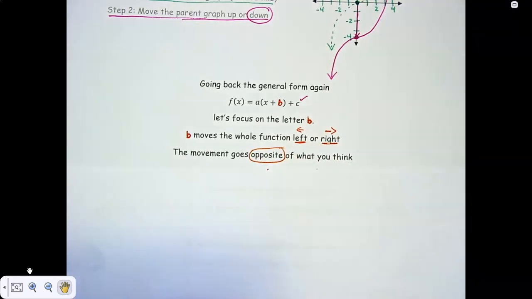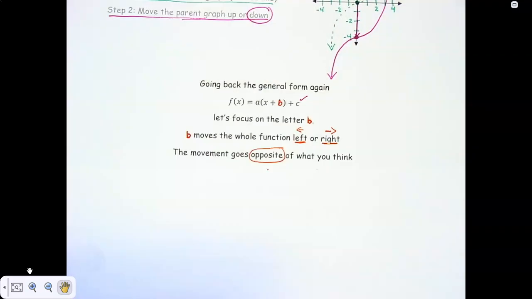So you would think, okay, well, if it's positive, it should go right. Negative should go left. You would think that, right? That makes sense. That's math. That's regular life. But in math, we like to change things around a little bit, and it kind of makes sense a little bit. If it doesn't make sense, it's okay. But just think about this.